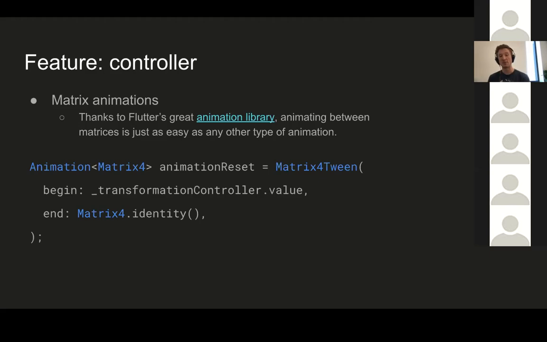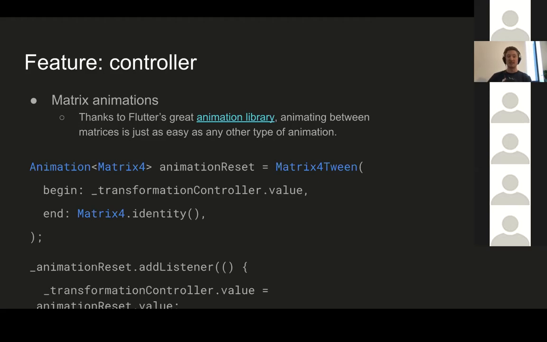So I can create a new animation here with the begin value as whatever transformation the user is currently at. So I'm starting where they're at and ending on, in this case, the identity matrix. So ending at the home position. And what this does is it gives you, rather than a double from 0 to 1, a matrix tweened between these two different matrix values. And if you apply that to the transformation controller's value, it gives you this nice animation from one translation to another.